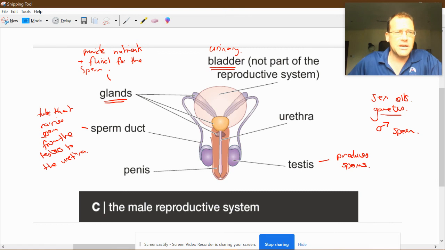Okay, so they do need a lot of nutrients because they need to move, so they need a lot of glucose, and they also need other nutrients for survival too. So those two glands there are what provide these nutrients for the sperm on their journey. Okay, there's actually three glands there.